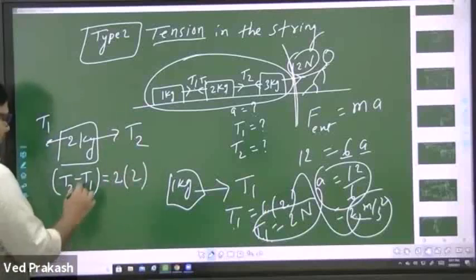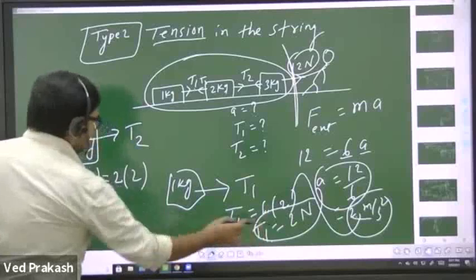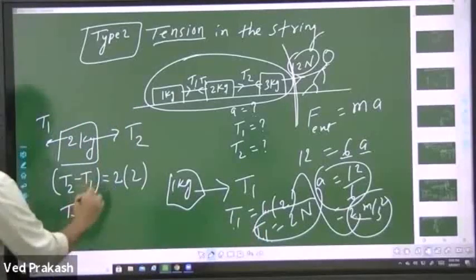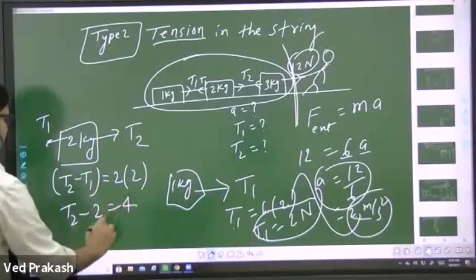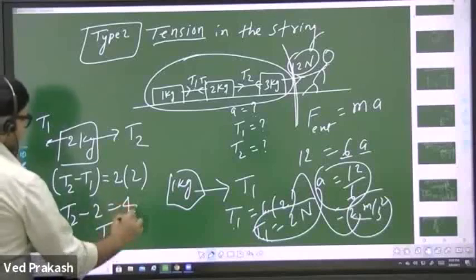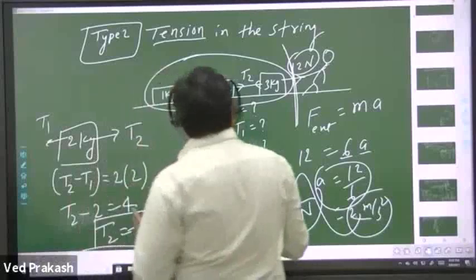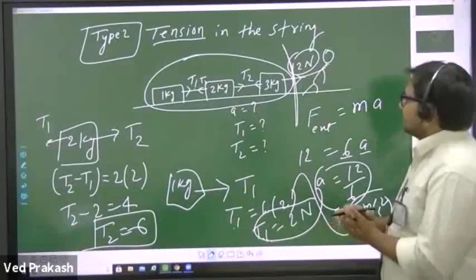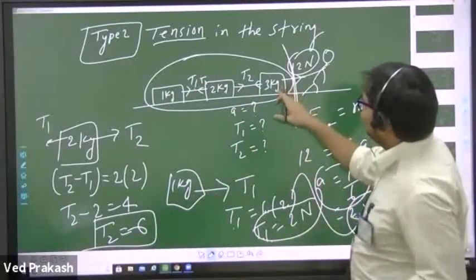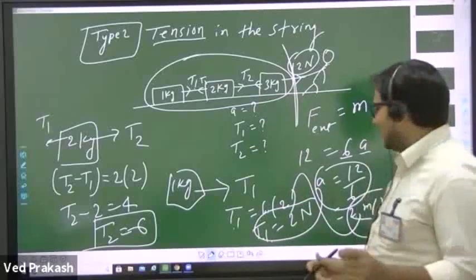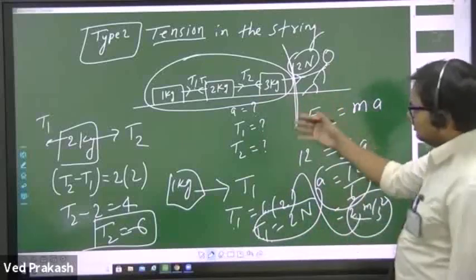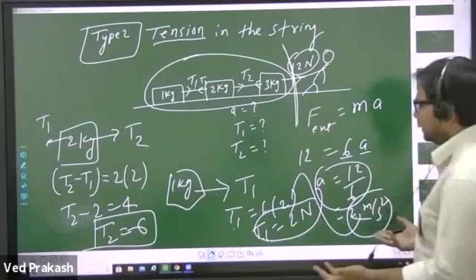We have already calculated this value T1, 2 Newton. So T2 minus 2 equals 4. So T2 equals 4 plus 2, which is 6. So T2 is 6. You can also find this value T2 by drawing the free body diagram of the 3 kg object. So you can solve this numerical that way.